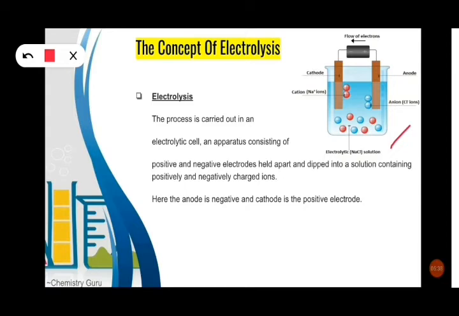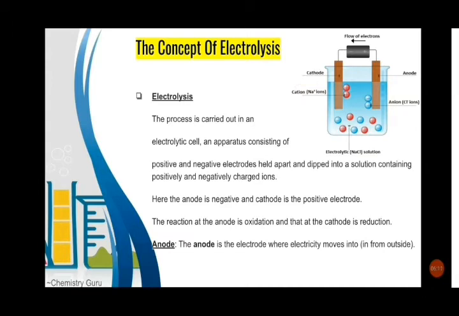I have two electrodes here, one is the anode and another is the cathode. Okay, so the anode here is negatively charged and the cathode is positively charged. So the anode is negative and the cathode is positive. The reaction at the anode is oxidation and at the cathode it is reduction.